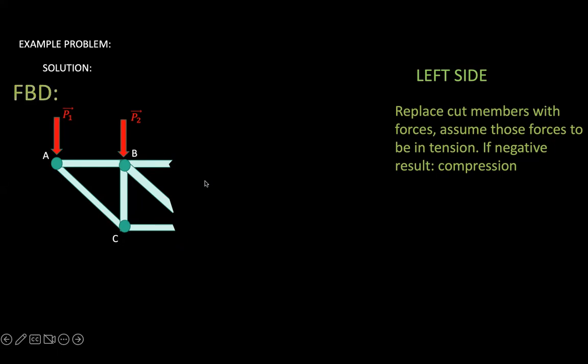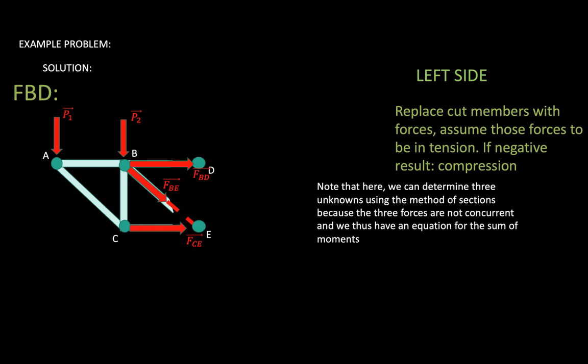This is the free body diagram. We continue the line at E. At E, we have a force FBE, another force FCE, and another force FBD. And these are forces by each of the members that we cut off. Note that here we can determine three unknowns using the method of sections because the three forces are not concurrent, and we thus have an equation for the sum of the moments.